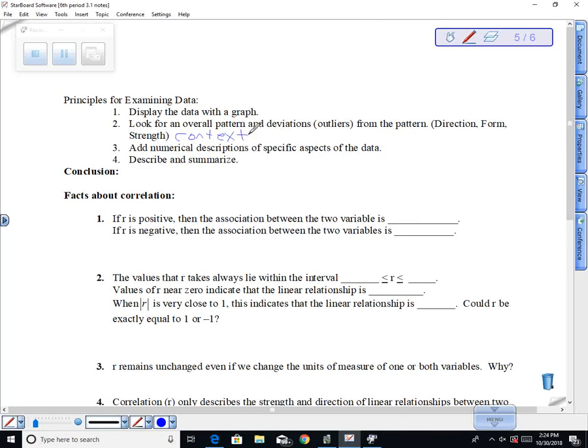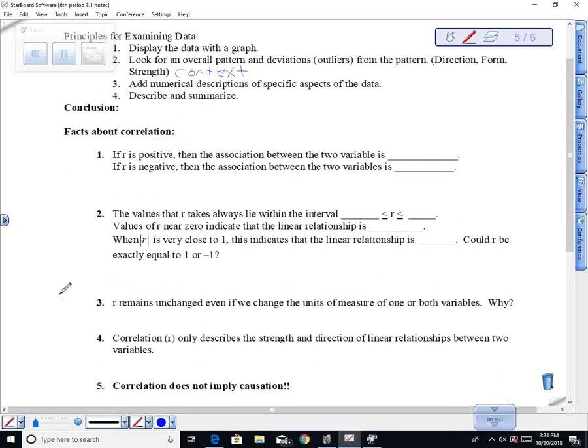Add numerical descriptions of specific aspects of the data, describe and summarize. So we're going to go through and just sort of review these. Facts about correlation. If R is positive, then the association between the two variables is positive, right? And if R is negative, then the association is negative.